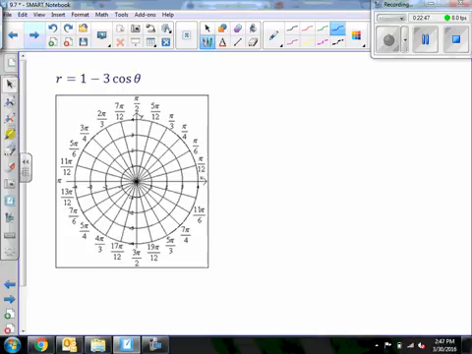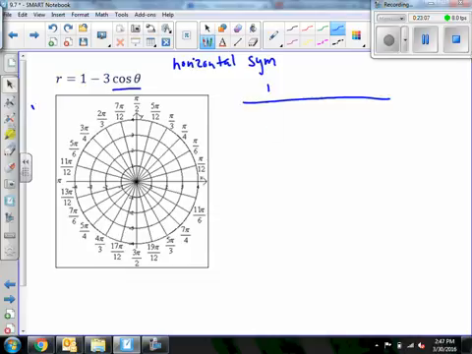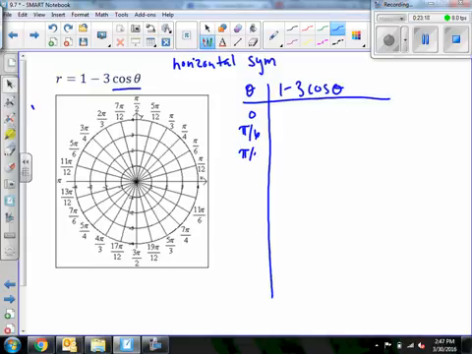Alright, we're going to do one more by hand. I'm not going to do the last two with you guys. So if we look at these, here I have 1 minus 3 cosine of theta. Once again, cosine, I need to think horizontal symmetry. Right, need to remember horizontal symmetry. Setting up our t-chart. Typically 0 to pi should cover most of the time.